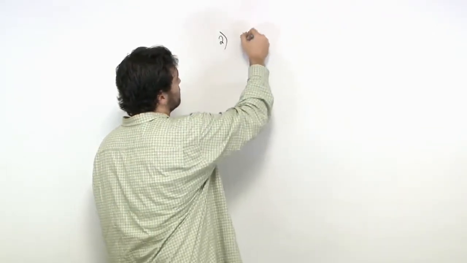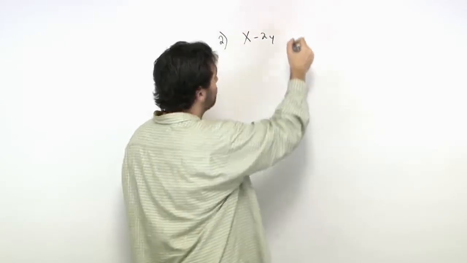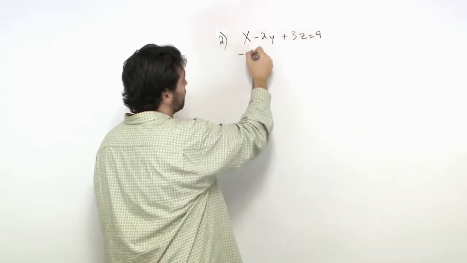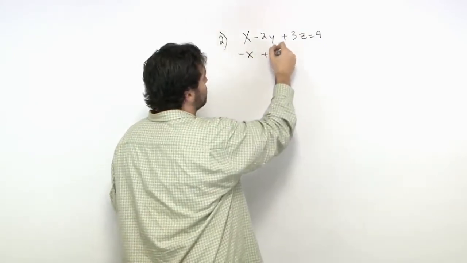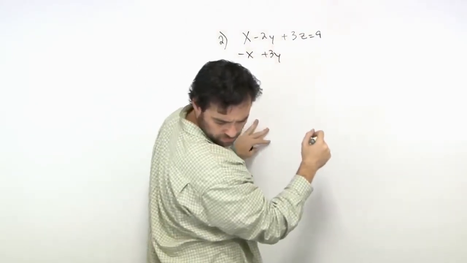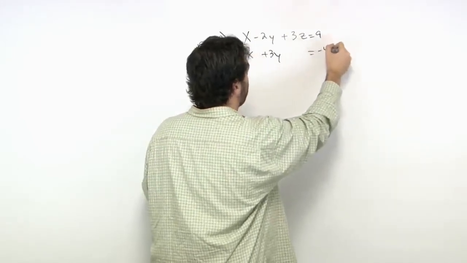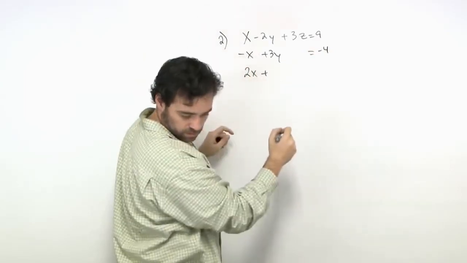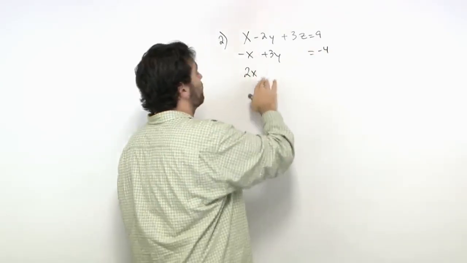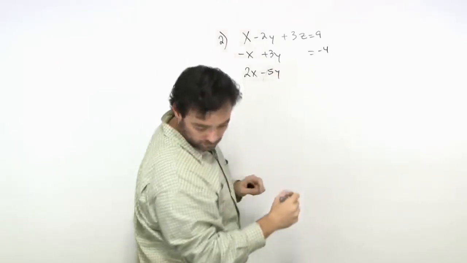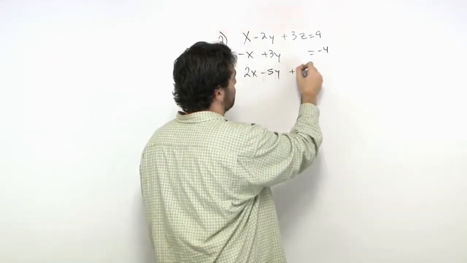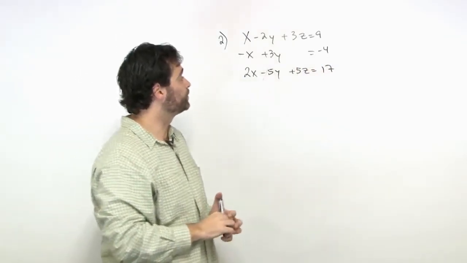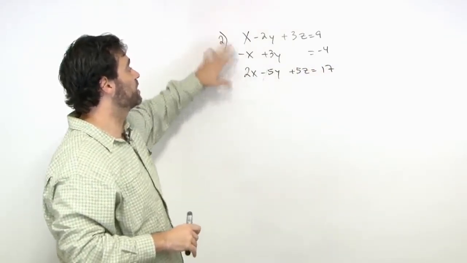That's question number 2. We got x minus 2y plus 3z equals 9, negative x plus 3y equals negative 4, and we have 2x minus 5y plus 5z equals 17. Okay, so we look at this problem, and there's no one variable by itself isolated.